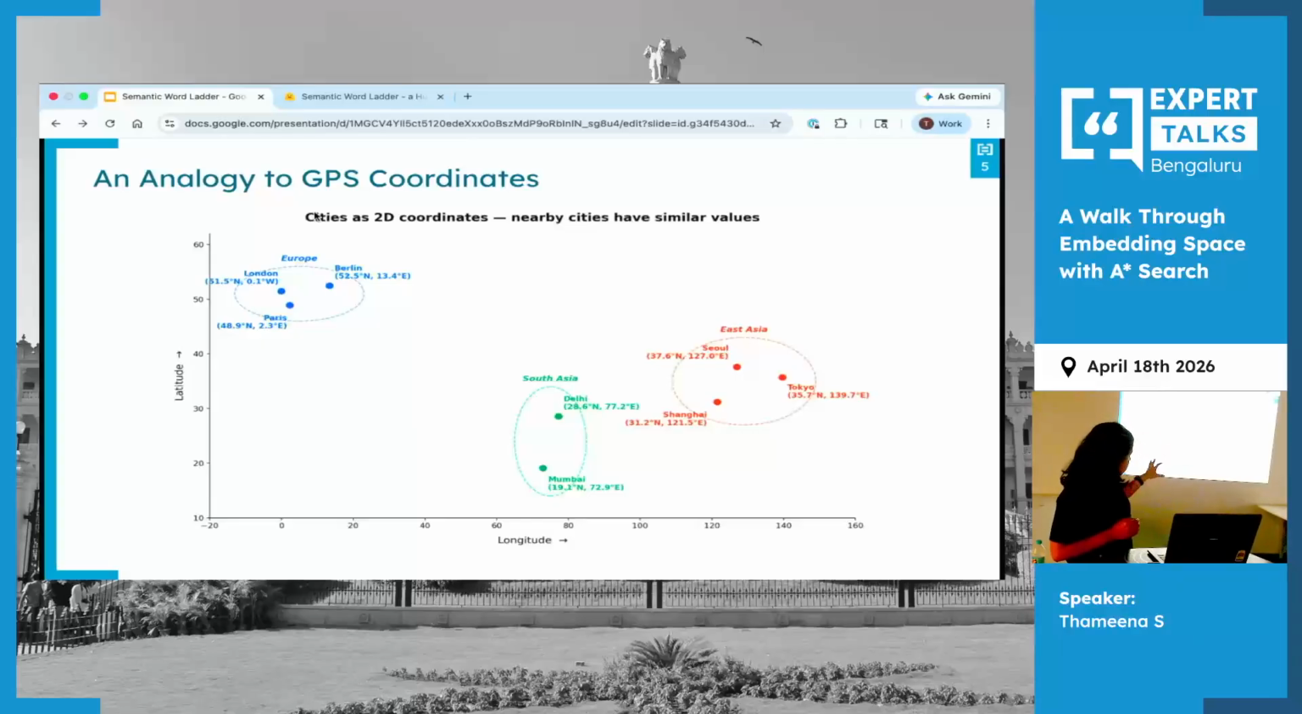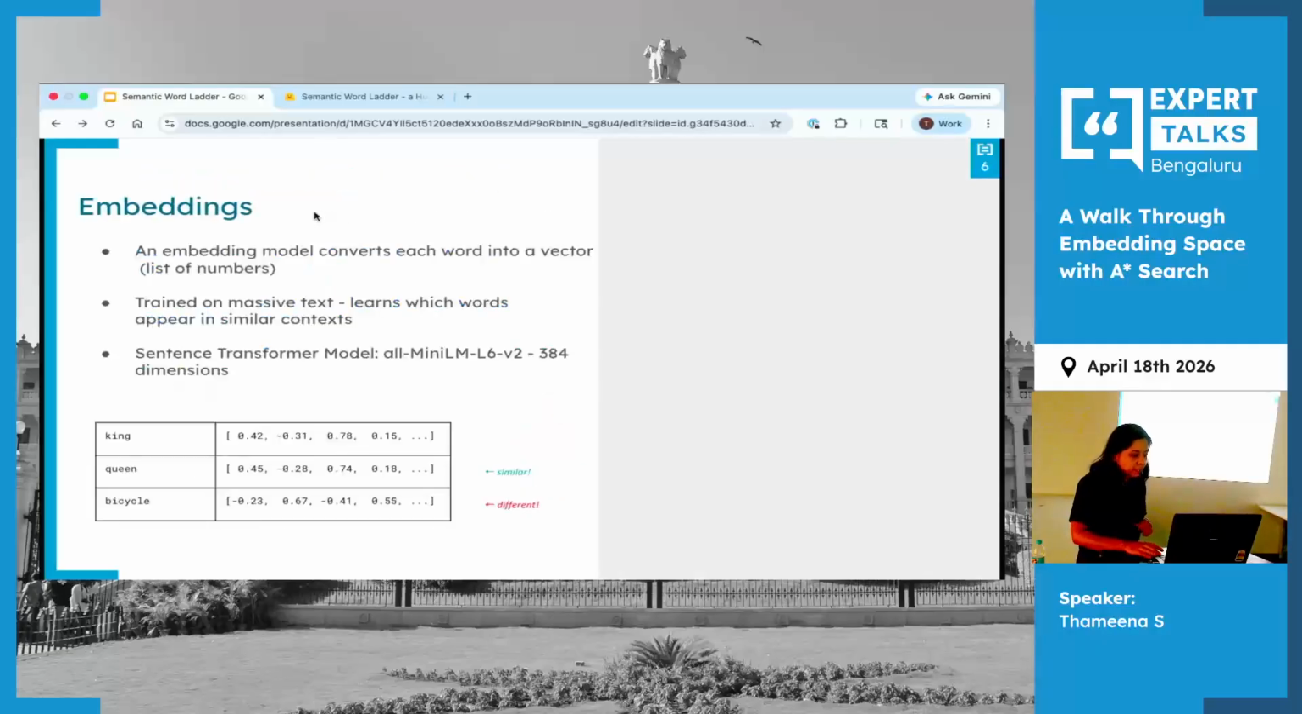So compared to other regions, the values in the array, or the latitude and longitude values, are close to each other. And if the values are close to each other, that means they actually fall physically close to each other on this planet, right? So similar to how we use GPS coordinates, or an array of latitude and longitude, to understand how close two locations are, we can use an array of such similar numbers to understand the meaning of words, and that is called an embedding.